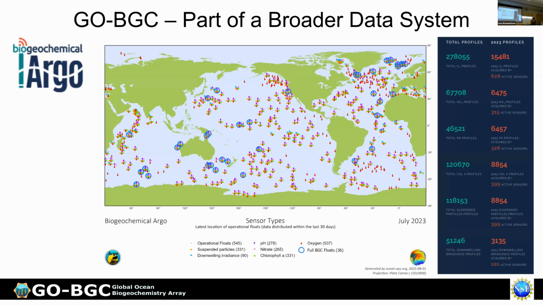And then the GO-BGC, SOCCOM, US contribution to BGC Argo is just one part of the larger international program, which is depicted in this map, where we see active floats as of last month, and the ones with the circles are the 6 sensor floats. And this is from the BGC Argo website, where you can go and see a lot of statistics about all the different data types and variables.